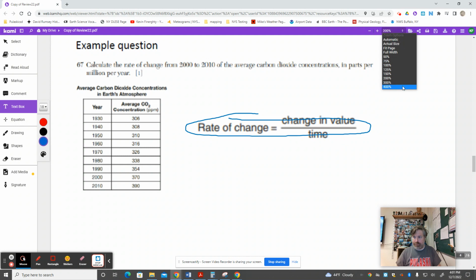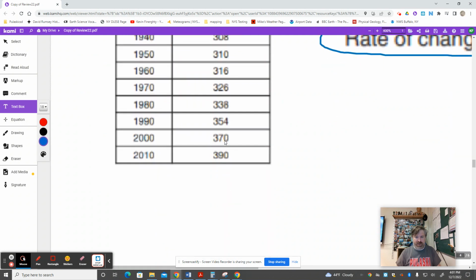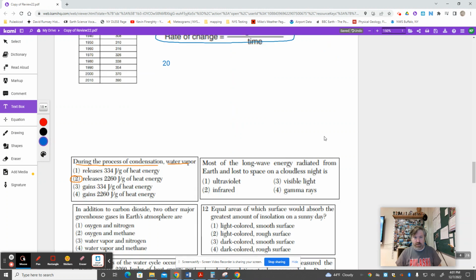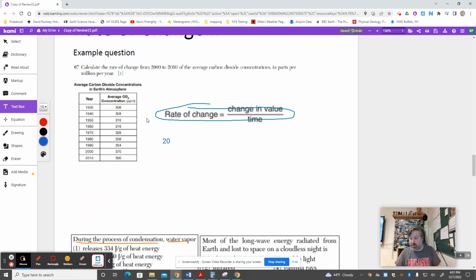Let's blow this up a little bit. So in 2000 it was at 370. In 2010 it was at 390. So it has changed in that time span by 20. So there's one of the 10 points at least. But 20 what? All the numbers you write down really should have a label, with very few exceptions in this course. 20, if I look up here, it says ppm.